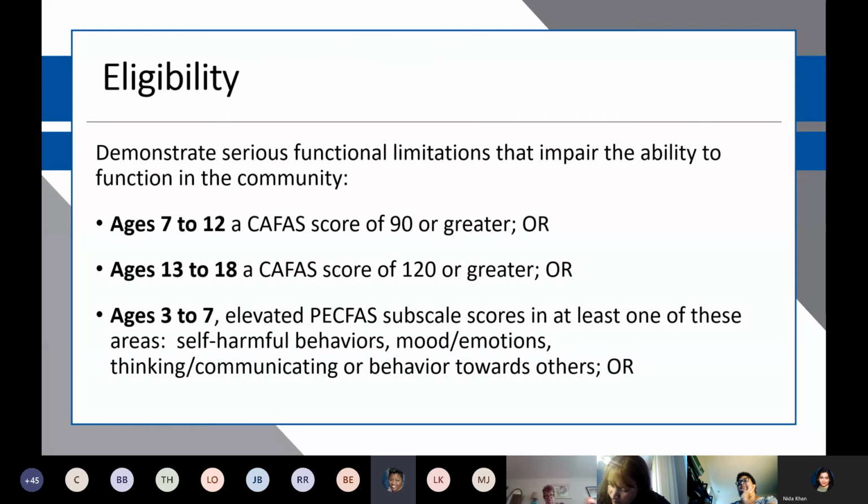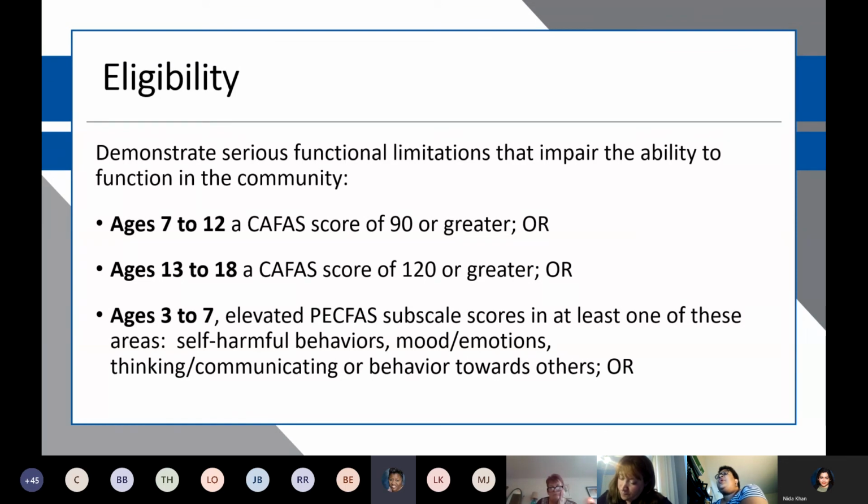I want to take a little bit of time to note, and this would probably be more specific to Easter Seals Infant Mental Health Program, that for children ages 3 to 7, we utilize the PECFAS and not the CAFAS. I want to emphasize that the child only needs to score a 20, which is a moderate impairment, in one of these three areas that I'm going to go over. So if a child has at least a 20 in self-harming behaviors, moods and emotions, thinking, communicating, or behavior towards others, that child would be eligible for the SED waiver as far as the determination, and they do not have to have a score of 90 or 120. I just wanted to point that out for that particular population.